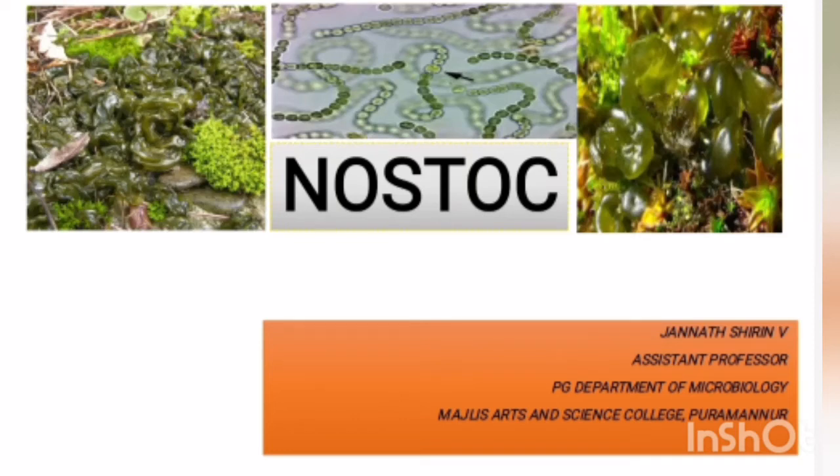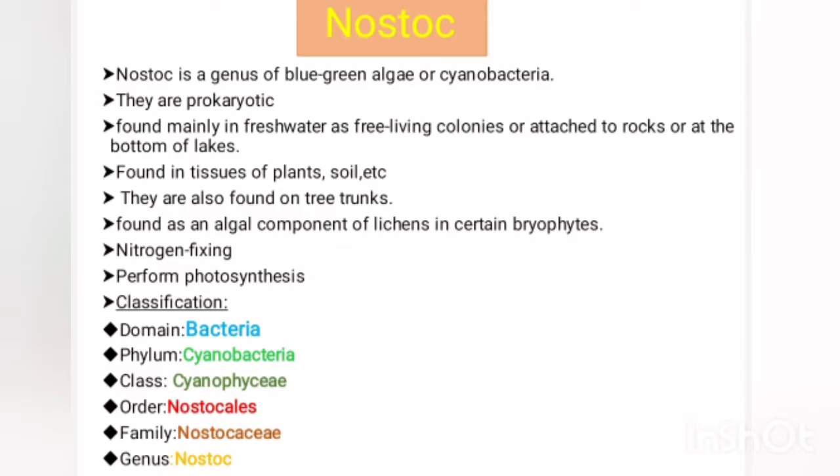Hi viewers, today I am going to introduce a new topic, that is Nostoc. It is a genus of cyanobacteria found in various environments. Nostoc is a genus of blue-green algae or cyanobacteria. They are prokaryotic.